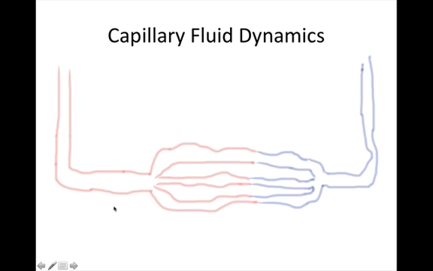But basically what we're looking at here, remember when you're looking at blood vessels, 99% of the time when you see red, you think arterial, and when you see blue, you think venous, okay? So this would be the arterial end of a capillary bed, and this would be the venous end of a capillary bed, okay?